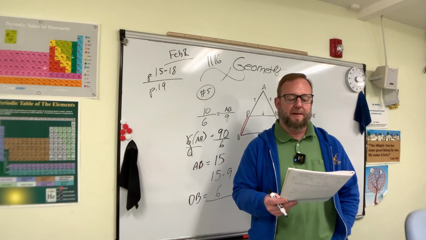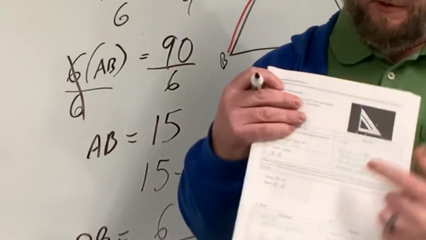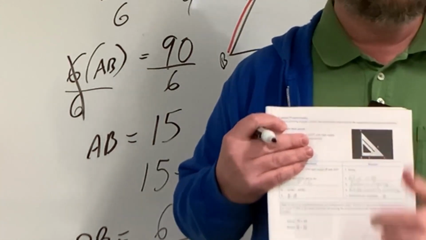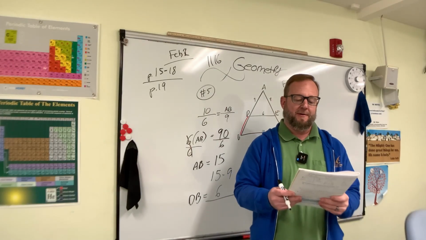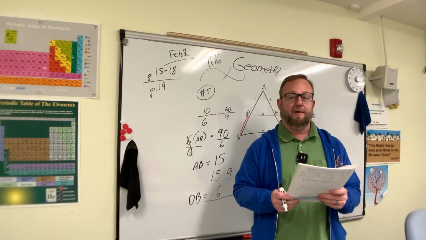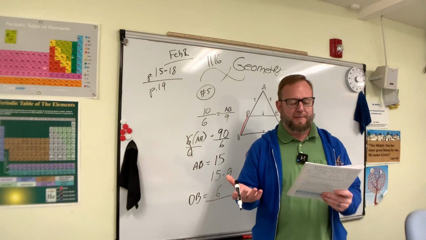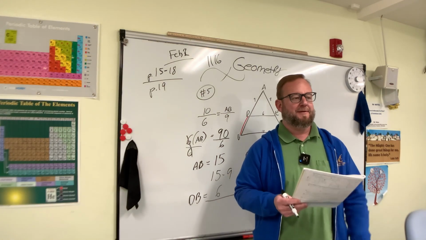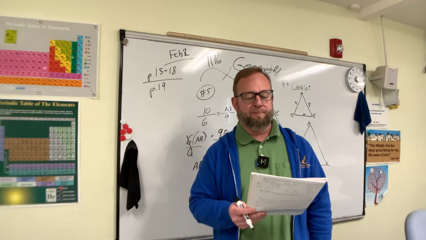Can anyone tell me what's in that picture there? There's a picture on this page. What is in that picture? A square. It looks like a triangle to me. It is. It's a square.